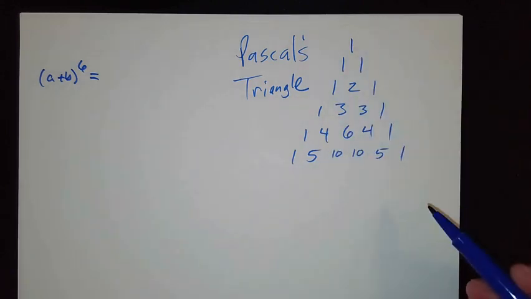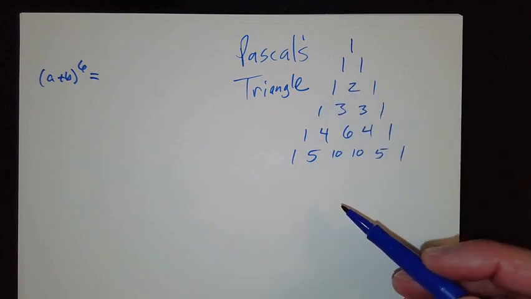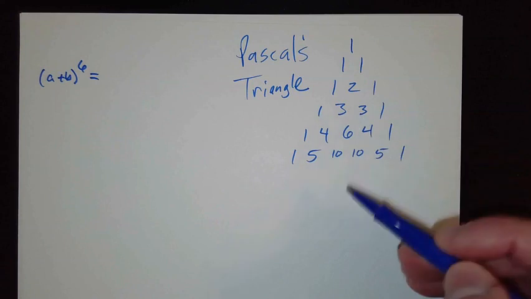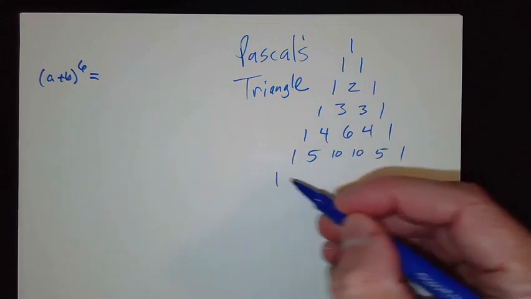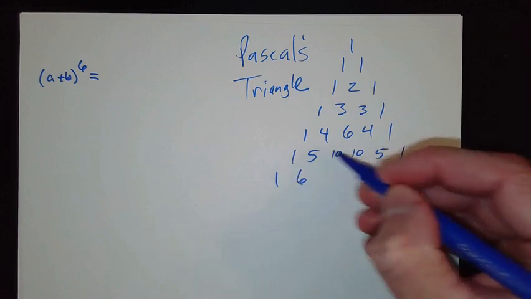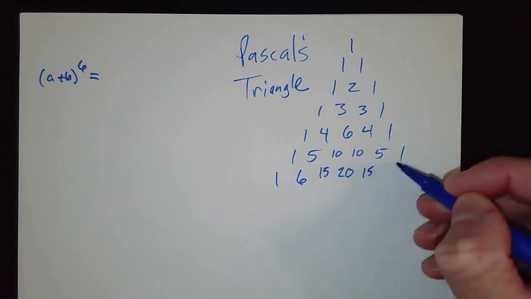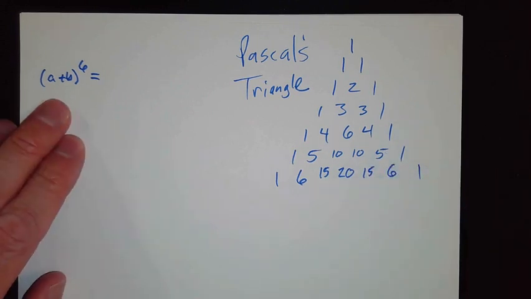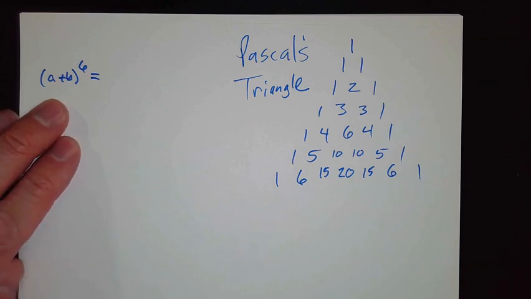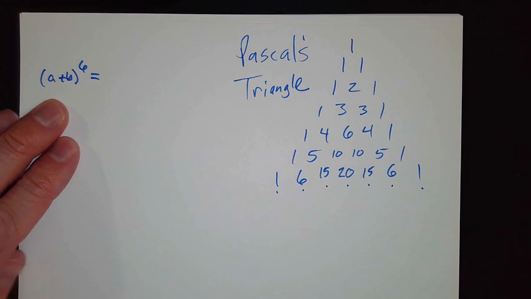It's a set of ones on the outsides, and then everything else is the sum of the two digits that are right above it. So 4 comes from 1 plus 3, 10 comes from 4 plus 6, etc. And so the 6th row of Pascal's triangle: 1 plus 5 is 6, 5 plus 10 is 15, 10 and 10 is 20, 10 and 5 is 15, 5 and 1 is 6, and then a 1 to finish it off. And so for this a plus b to the 6th power, I'm going to use these as my coefficients. These are going to be the 7 coefficients of this expansion.